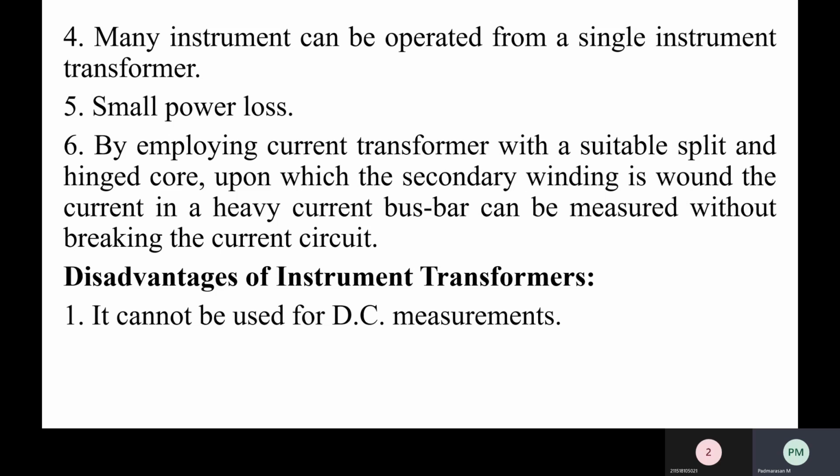And the disadvantages, or demerits, of the instrument transformers are: the first one is it cannot be used for DC measurements. It can only be used for AC measurements, that is, to measure AC voltages and AC currents. It cannot be used for DC measurements. That is the first disadvantage, or drawback, or demerit.